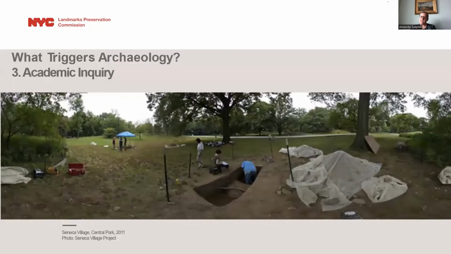And then the third way is through academic inquiry. This is a picture of the Seneca Village excavation project, which took place in Central Park. Seneca Village was a 19th century free Black community, which was taken through eminent domain. It was condemned through eminent domain to build Central Park. And archaeologists have been trying to better understand that history. And this collection is actually at the repository.